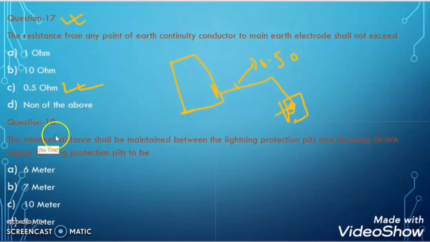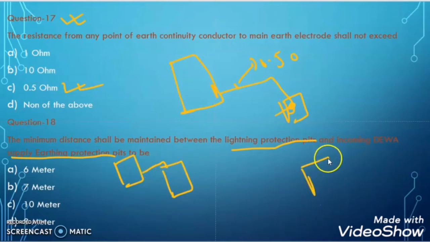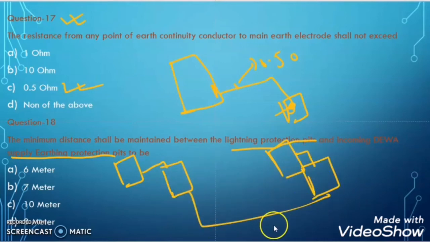Now let us move to question number 18. The minimum distance to be maintained between the lighting protection pits and the DEWA supply earthing protection pits should be how much? So this is the pit for the building. The building is connected to this pit, and this pit is connected with the panel, the electrical panel. The distance between these two pits should be minimum 7 meter.